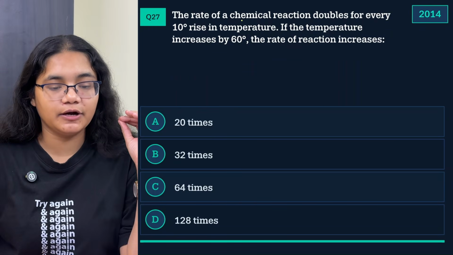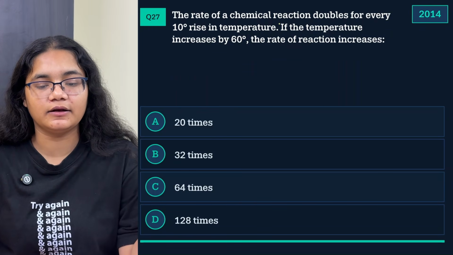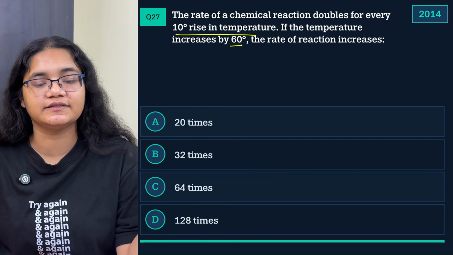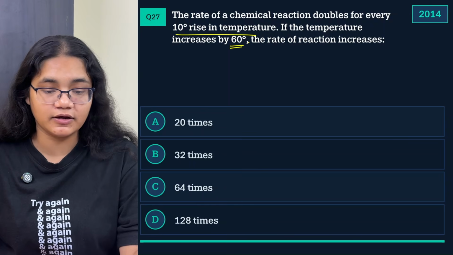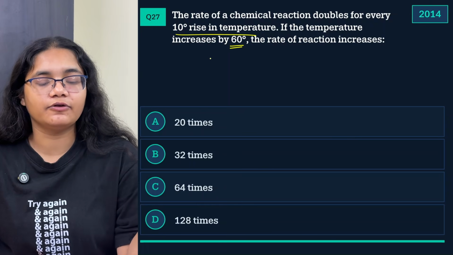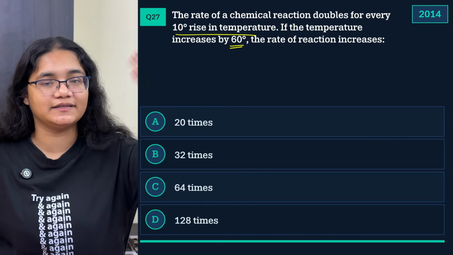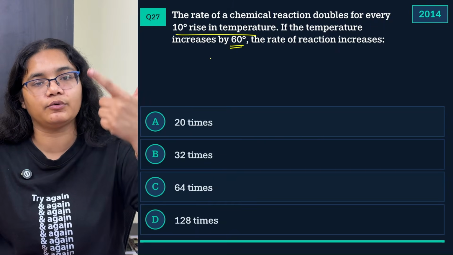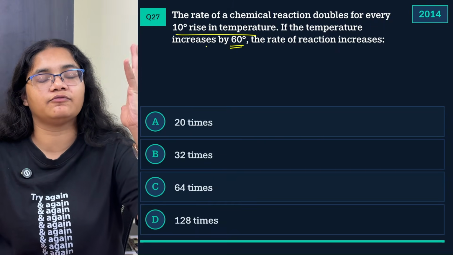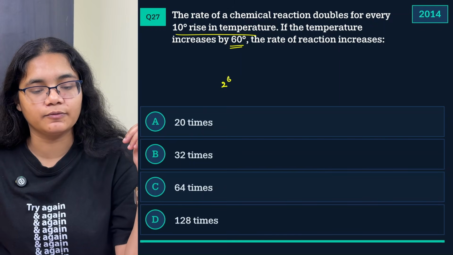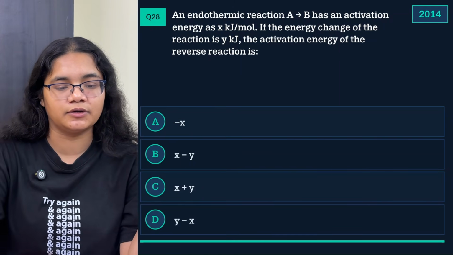Now let's see question number 27. The rate of a chemical reaction doubles for every 10-degree rise in temperature. If the temperature increases by 60 degree, the rate of the reaction would be. Now from 0 to 60 degree, if you say it is increasing 6 times. So like 0 to 10, 10 to 20, 20 to 30, 30 to 40, 40 to 50, 50 to 60. So it will be 2 to the power of 6, which is 64 times, option number C here.